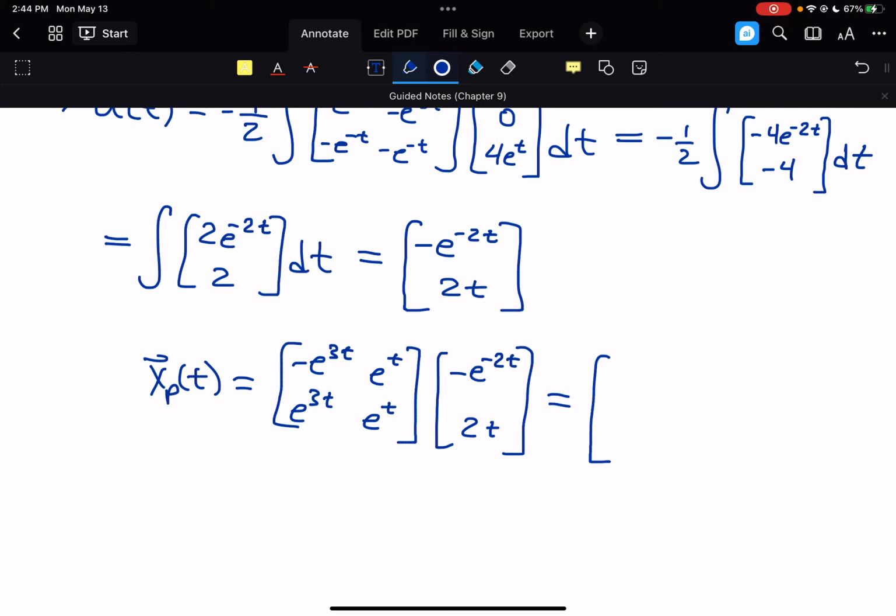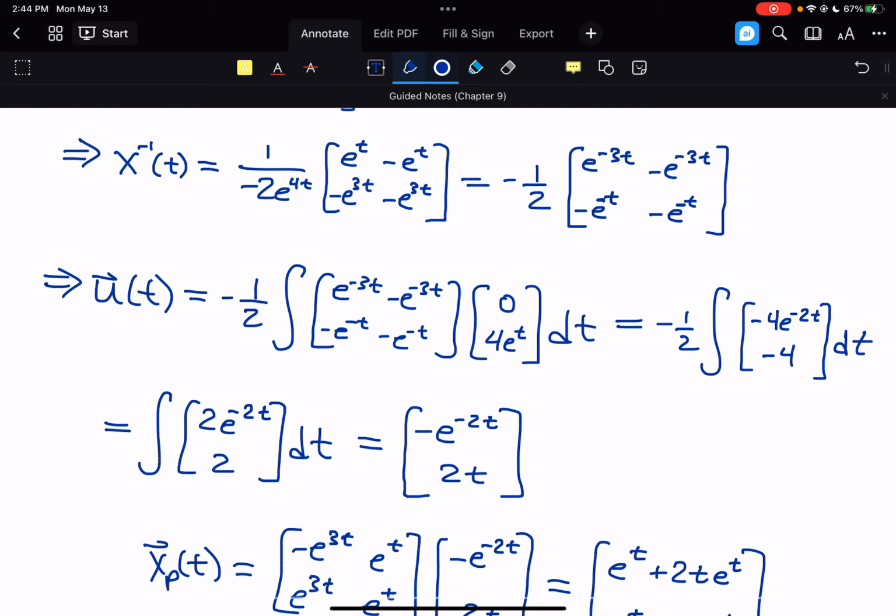And this is going to give us a 2 by 1. So we combine those, and we end up getting e^t plus 2t e^t. Same thing for the second row with that column. We get negative e^t plus 2t e^t. And that is our particular solution for this system of differential equations.